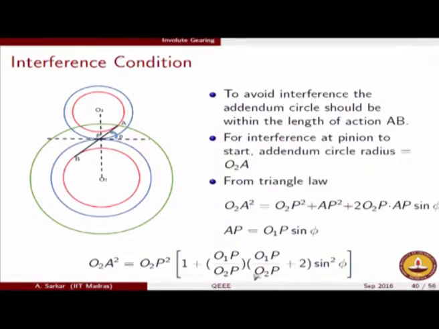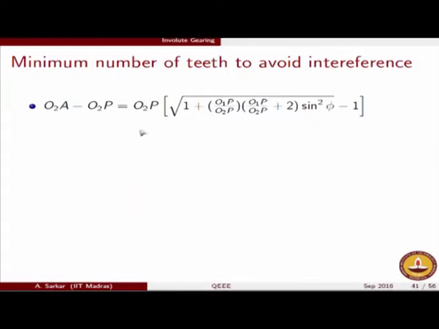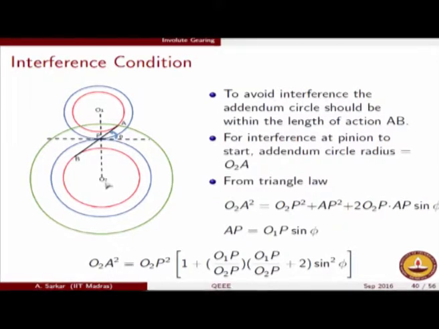So this formula can now be obtained by simply substituting wherever I see AP with O1P sine phi, and then I will pull out O2P from the formula and divide throughout by O2P, and this formula can be obtained. Now this formula, in other words, tells us that O2A minus O2P is given by this. Now what is O2A minus O2P? O2A is the addendum circle radius of the wheel and O2P is the pitch circle radius of the wheel. So therefore addendum circle radius minus pitch circle radius by definition is the addendum.